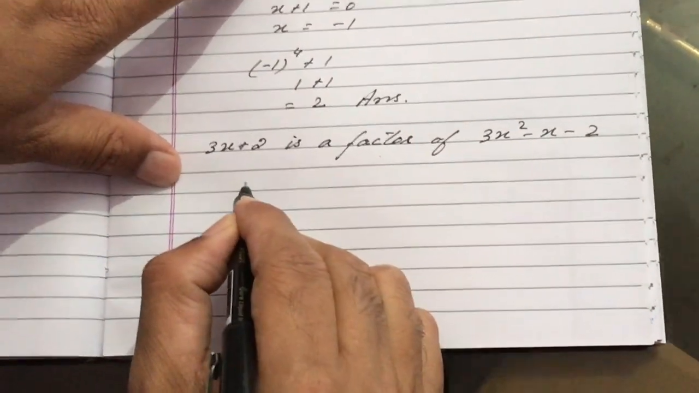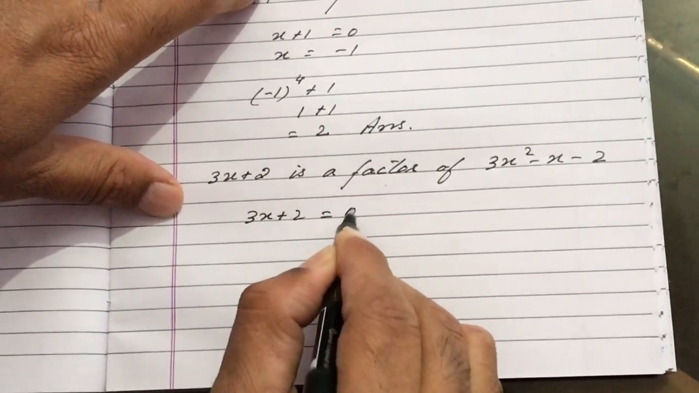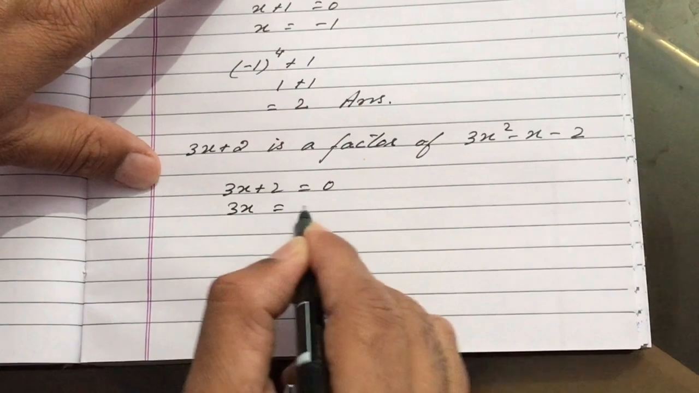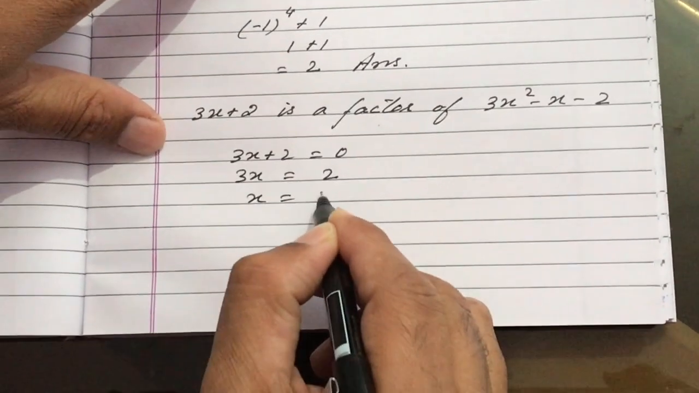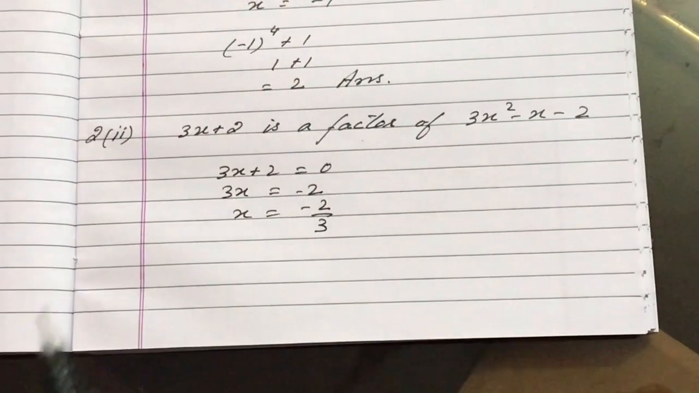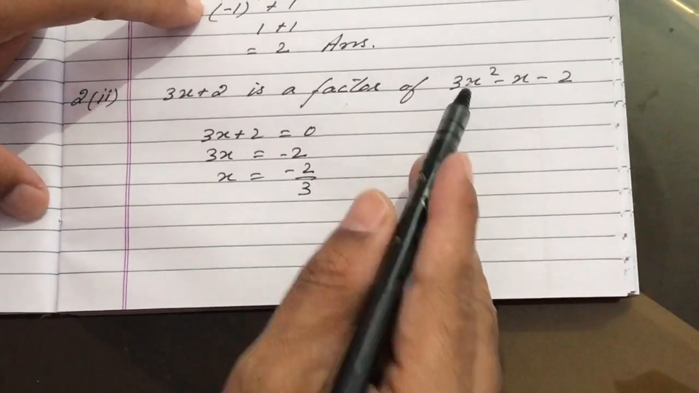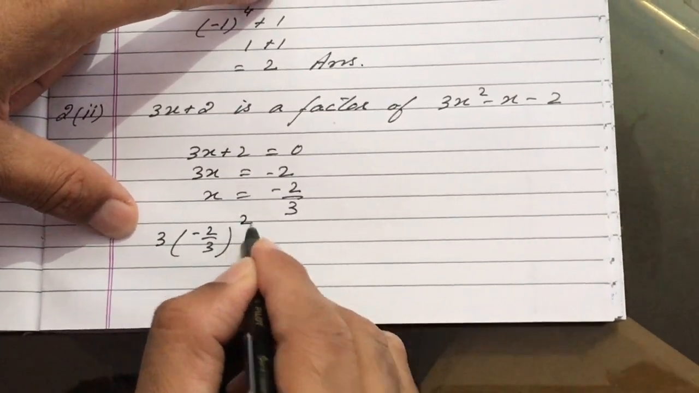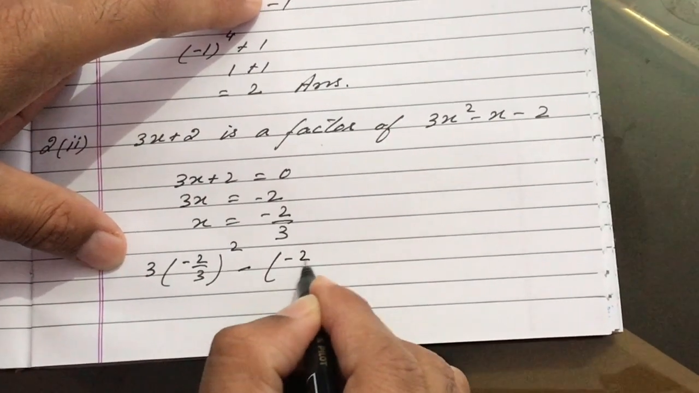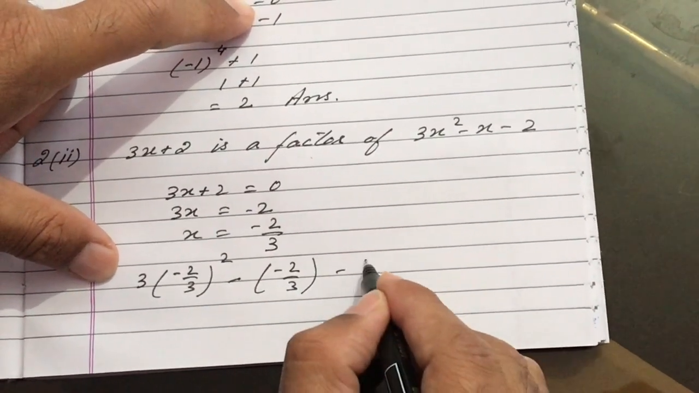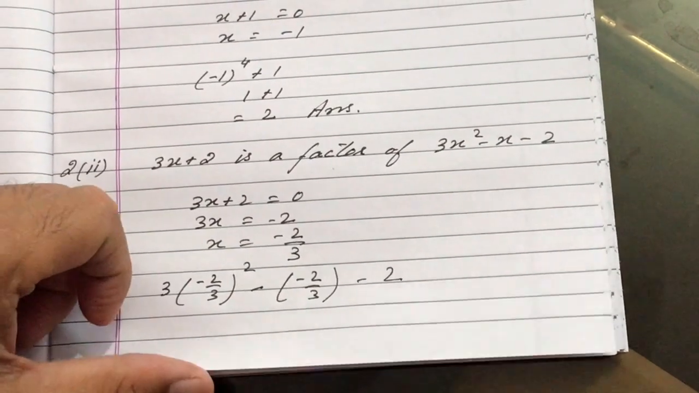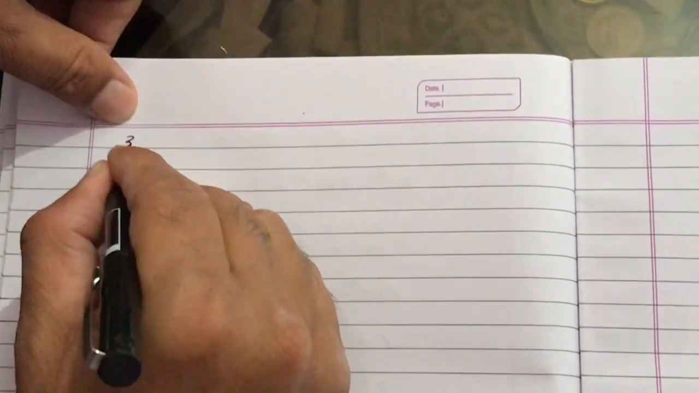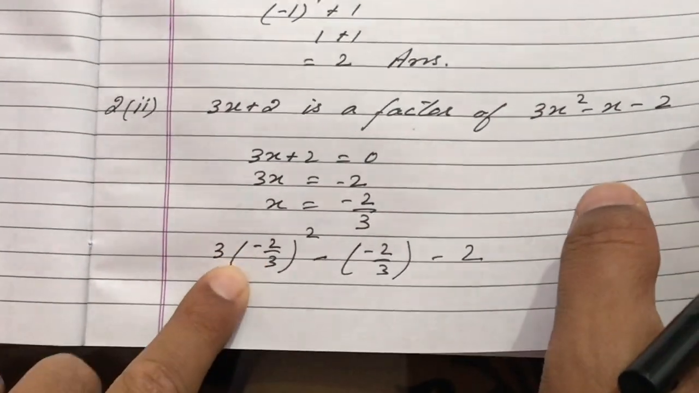To find remainder I put divisor equal to 0. So 3x is equal to minus 2. X is equal to minus 2 upon 3. Now I put the value of x here. 3 into minus 2 by 3 square minus 2 by 3 minus 2. So I go to the next page. 3 into 4 by 9, the square of minus 2 by 3 is 4 by 9.